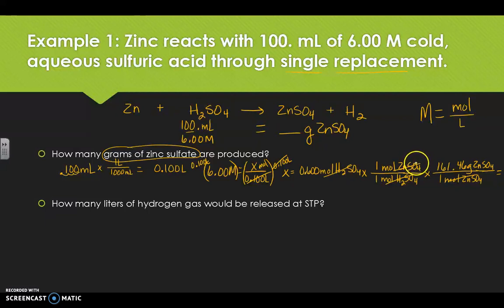Go ahead and plug it into your calculator. I'm getting ready to give you the answers, so if you want to check your math, go ahead and pause it. All right, so the calculator gives us 96.876 grams of ZnSO4, but guess what? We need to check significant figures.